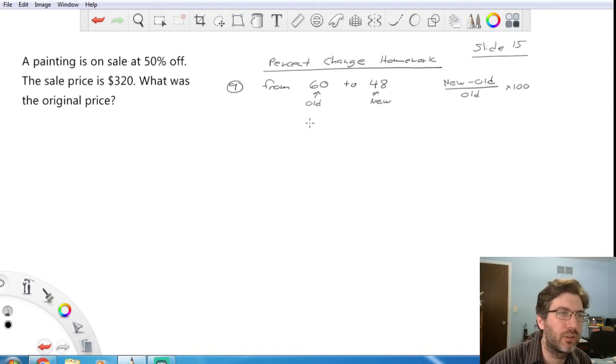So we're just going to plug in. Our new value is 48. Our old value is 60. And we divide by 60. And this is going to give you a negative number, so this should be a decrease. If we're going from 60 to 48, it should be a decrease. So that makes sense. So we can do 48 minus 60.